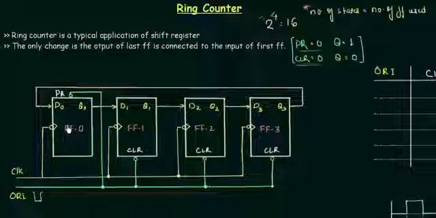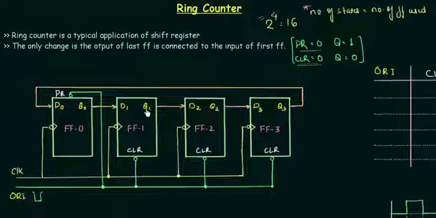Whereas the first flip-flop, flip-flop number 0, is connected to the preset. Let's say initially we have given the ORI, the active low signal. This will make the output Q1 equal to 0 because clear is low, and in the same way Q2 will also be 0 and Q3 will be 0.